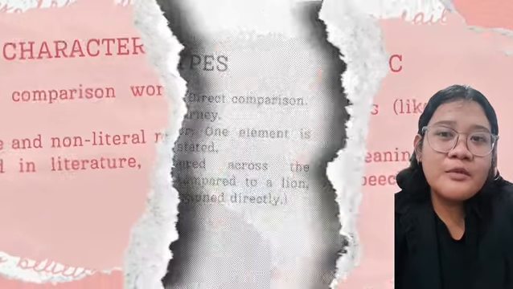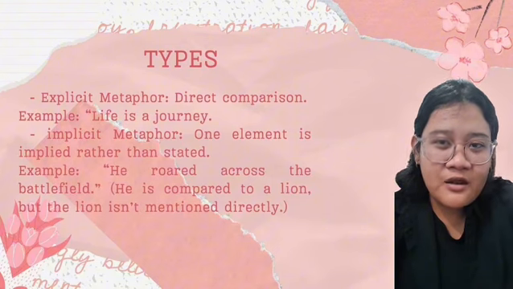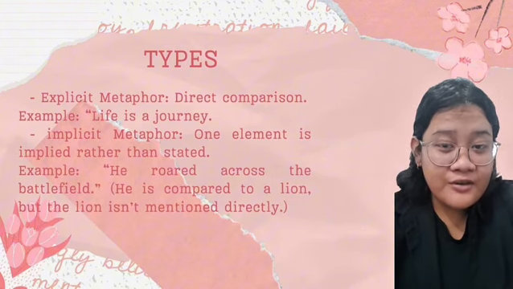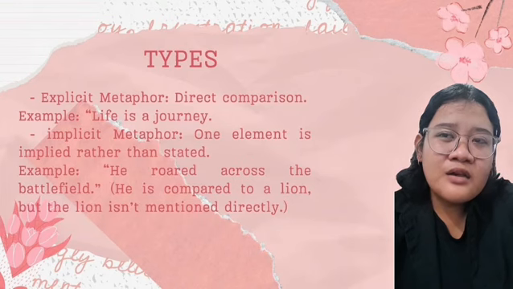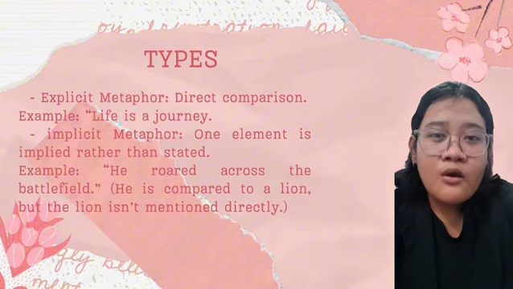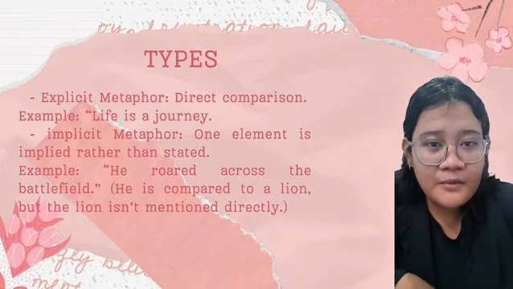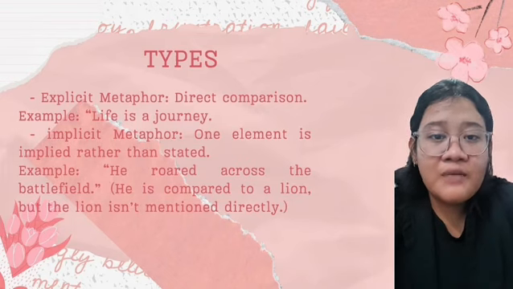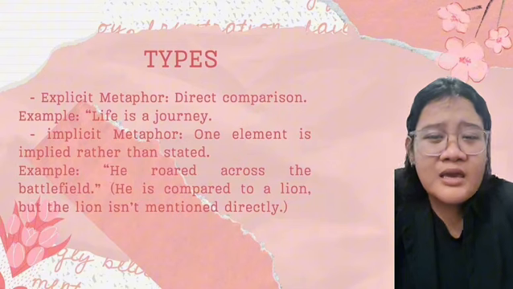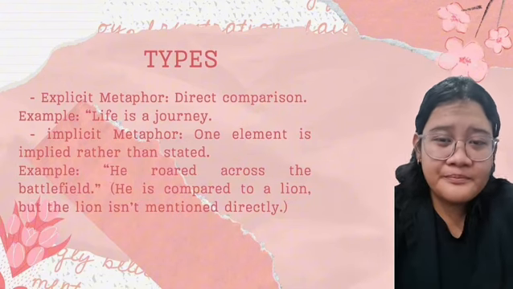The next material is about types of metaphors. The first type is explicit metaphors, direct comparison. For example, life is a journey. And the second type of metaphors is implicit metaphors. One element is implied rather than stated. For example, he roared across the battlefield. He is compared to a lion, but the lion isn't mentioned directly.